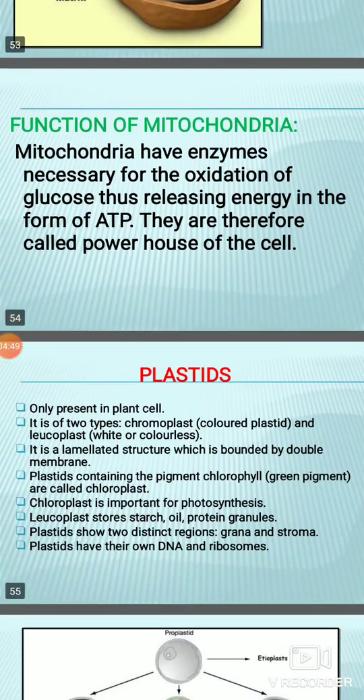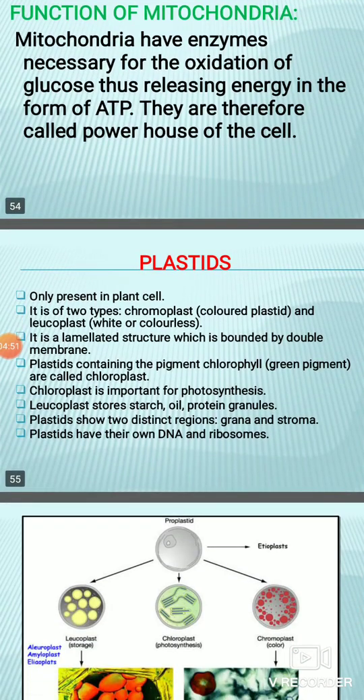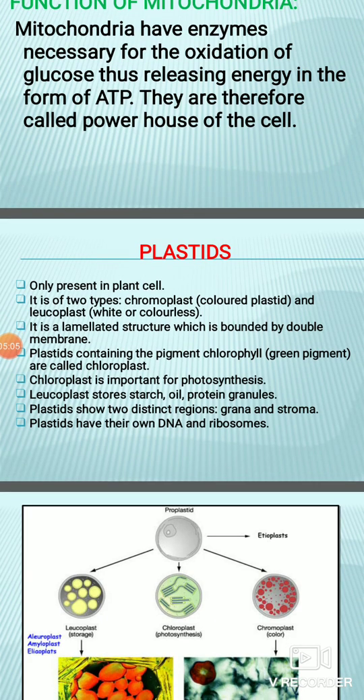The second cell organelle we are going to discuss today is plastids. Plastids are only and only present in plant cells. They are not found in animal cells. They are only present in plant cells. They were first discovered by Leeuwenhoek, and the name was given by Schimper in the year 1883.